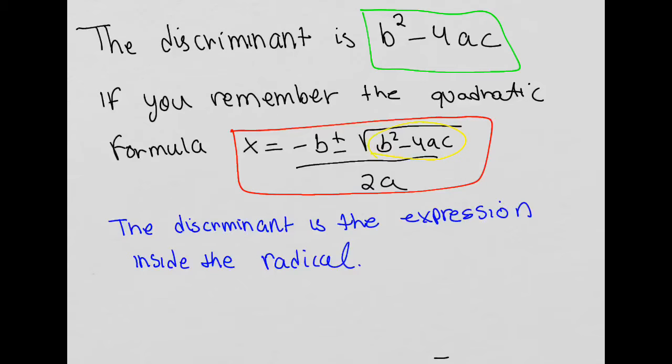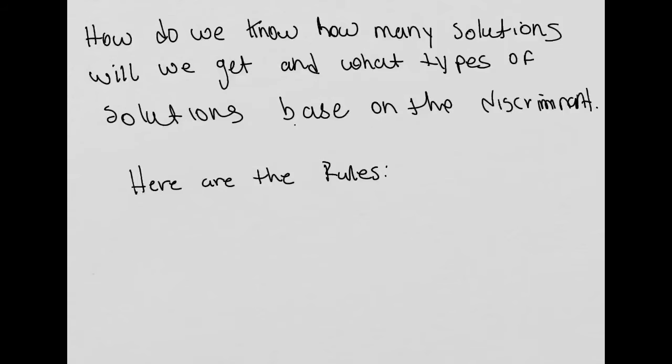So the discriminant tells us the number and types of solutions that we will get after doing the quadratic formula. Sometimes you don't want to have to do the quadratic formula, you just need to know the number and the types of solutions you need. So you take the short route by doing the discriminant. Okay, so let's see what the rules are.